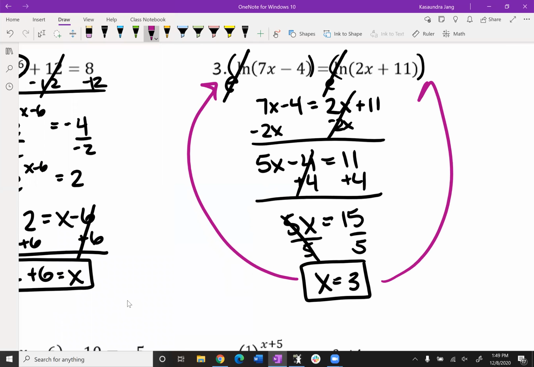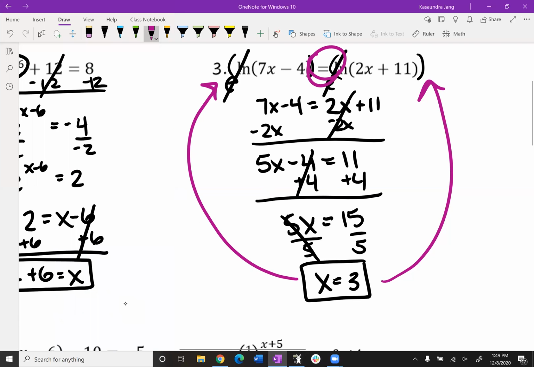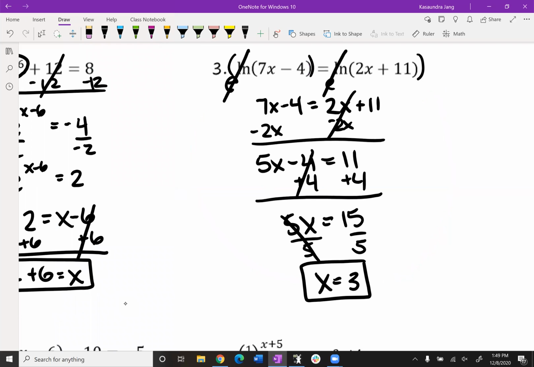That's when I plugged the x into the left side. Let's plug the x into the right side and see if it equals the same messy answer. So that right side was natural log of 2x, which I think my x is a 3, so like 2 times 3 plus 11. All right, let's see if it equaled the same thing. Okay, 2.83321. They both equaled the same incredibly messy decimal, but they're equal to each other. So as far as this equal sign, yeah, they are actually equal to each other. So check that one was correct as well.